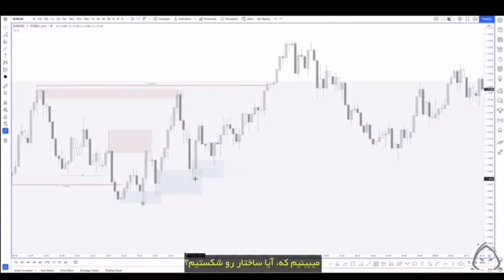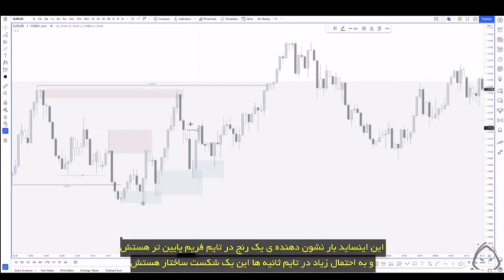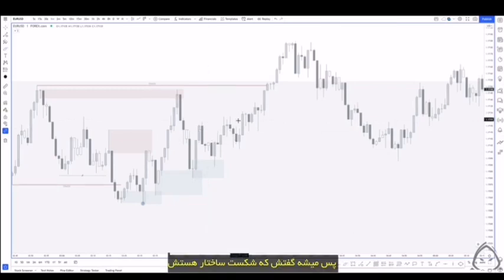We can see, do we break structure? Not really. Yes, this inside bar is indicative of a range on a lower time frame, and more than likely on a seconds time frame that would be a break of structure. So yes, we could argue it is a break of structure. Is it a clear 1 minute break of structure?